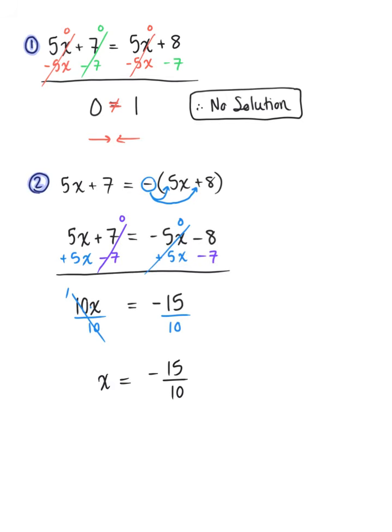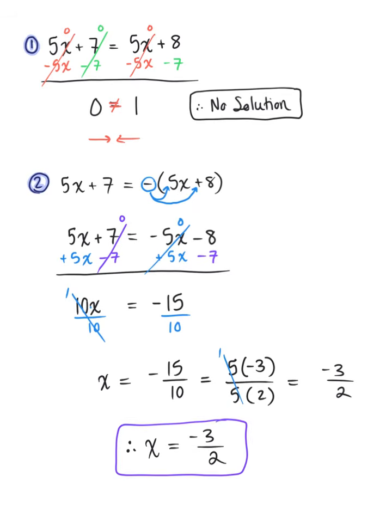But we can simplify that further. We know that these have a common factor of 5. We can rewrite 15 as 5 times negative 3. And we can rewrite 10 as 5 times 2. And look at that, these 5's will cancel each other right out to 1, leaving us with negative 3/2. Woohoo! So this is leaving us with a viable solution, the solution that x is equal to negative 3/2. And so this is the only final answer.